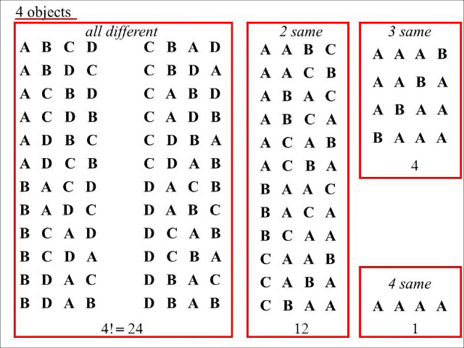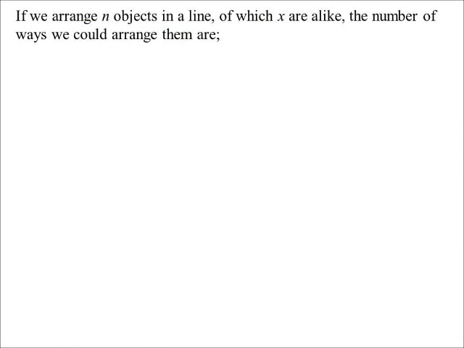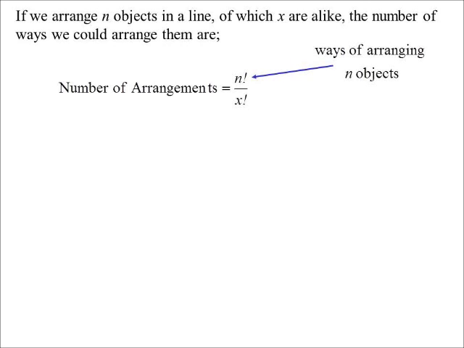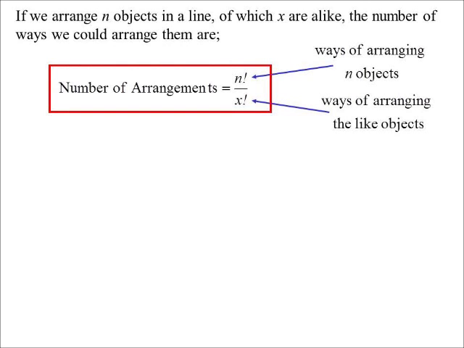So if we've got arranging n objects, but x of them are the same, it'll be n factorial divided by x factorial. Because what we are doing is similar to when we didn't use all the objects. What I'm doing is I'm dividing by the number of ways I could have arranged those objects if they were different. But because they're the same, we no longer have all those possibilities. So I divide by that many possibilities. So number of ways of arranging the n objects, over number of ways of arranging the like objects if they were different. Okay.